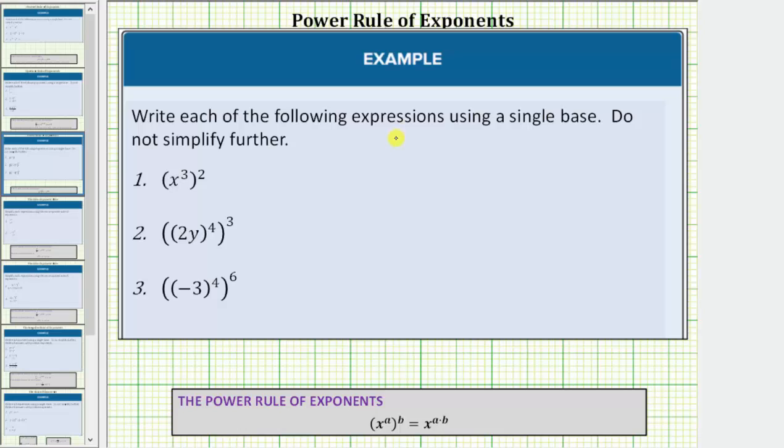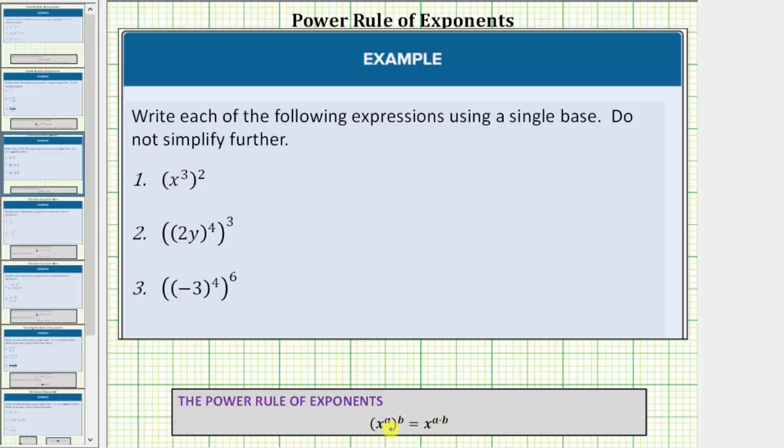We're asked to write each of the following expressions using a single base. Do not simplify further. To simplify each expression, we will be using the power rule of exponents, which is x raised to the power of a, raised to the power of b, equals x raised to the power of a times b. This is telling us when we have an exponential term raised to a power, we multiply the exponents, or we often say when we have powers raised to powers, we multiply the exponents.